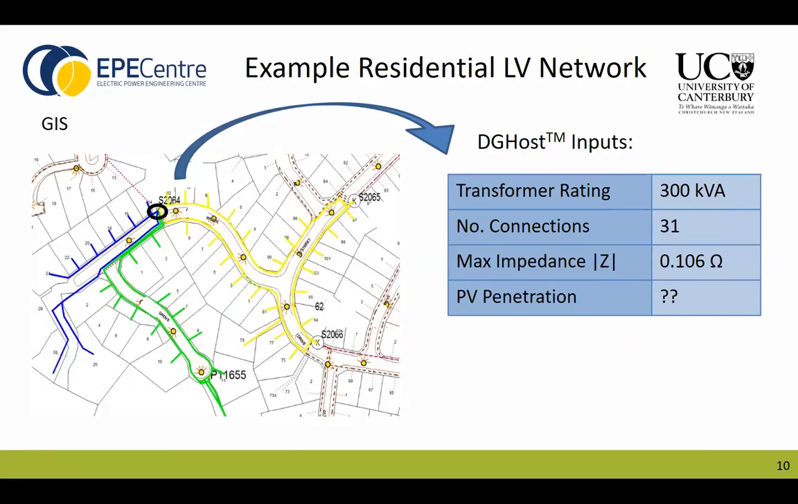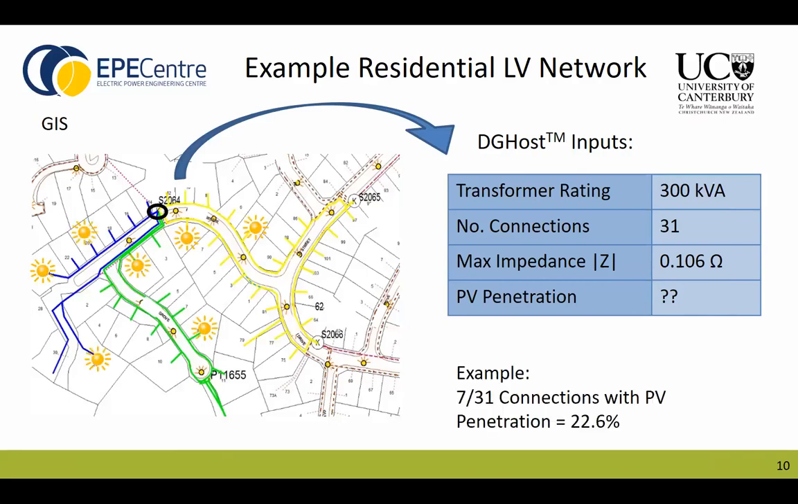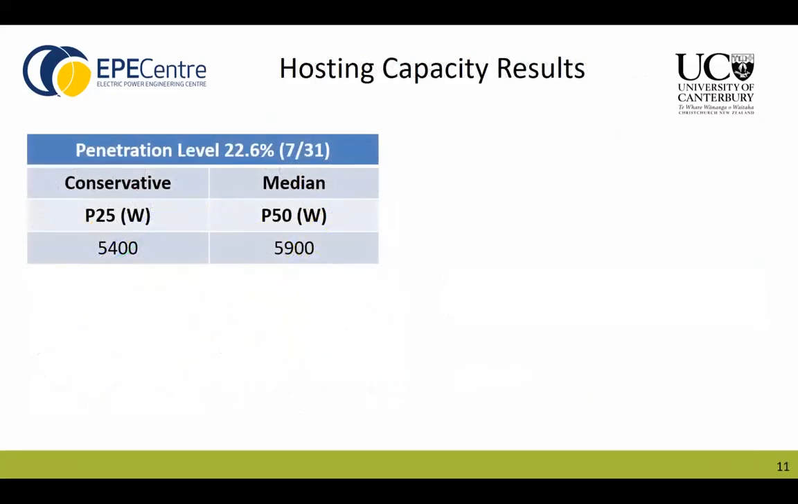The question is about PV penetration, and this just shows an example. In this case, we've got 7 of the 31 connections, which are the spurs coming out here, that have got DG installed. And that gives us a PV penetration of 22.6. Because this is a difficult parameter to characterise, we've actually produced results which give you the option of putting in a number of penetrations, so you can look at the sensitivity as you increase your number of PV installations. So this just shows you a very small part of the results for this one penetration level.